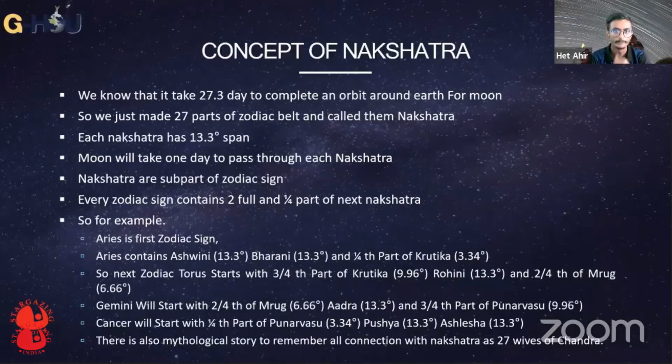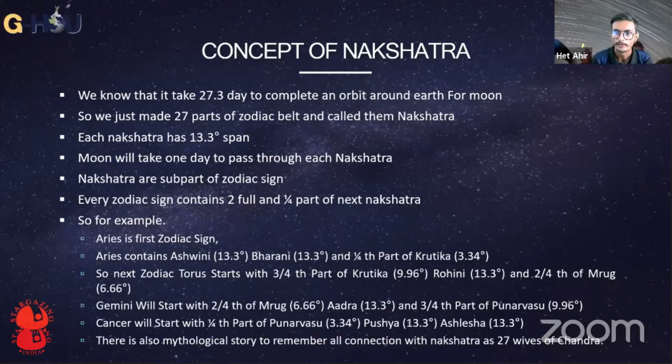So we will now jump into the concept of nakshatras. We all know that the Moon takes 27.3 days to complete its orbit around our Earth. So we made 27 parts of our zodiac belt and called them nakshatras. By that, each nakshatra has a span of 13.3 degrees, and the Moon takes 1 day to pass through each nakshatra.